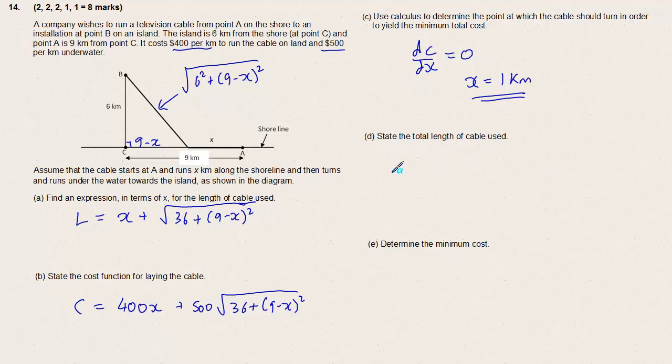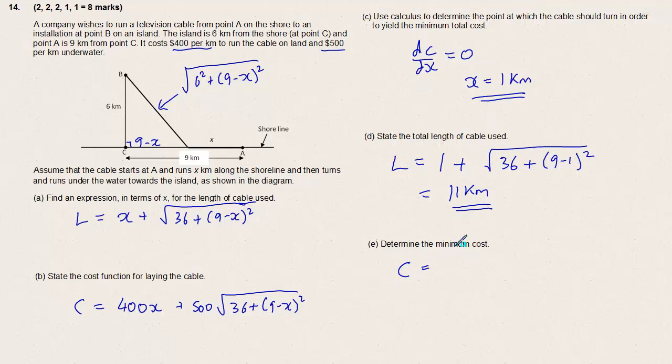State the total length of cable used, so we need to put 1 into here. So that's going to be 1 add the square root of 36 plus (9 take away 1) squared, and we just need to evaluate that, and if we do, we'll find that that's 11 kilometers.